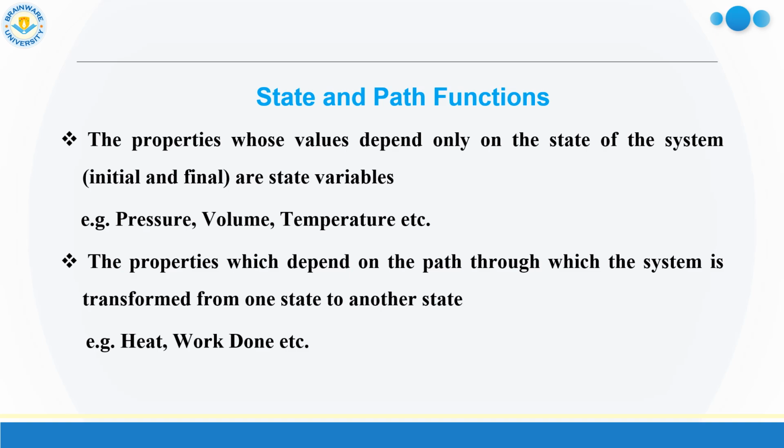Whereas the properties which depend on the path through which the system is transformed from one state to another state are called path functions. So the examples are heat and work done. The change of values of these two properties is explicitly dependent on the path through which the system is transferred from one state to another state.